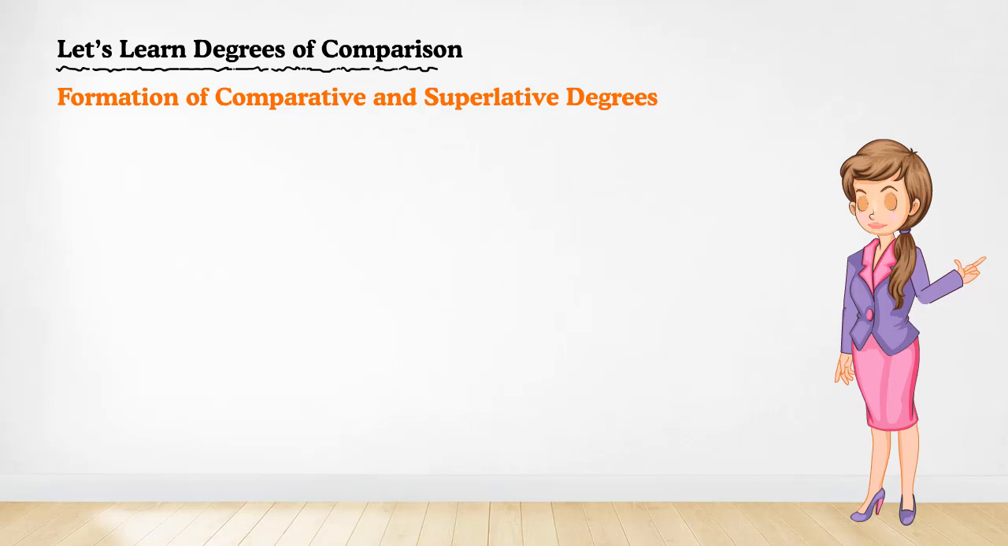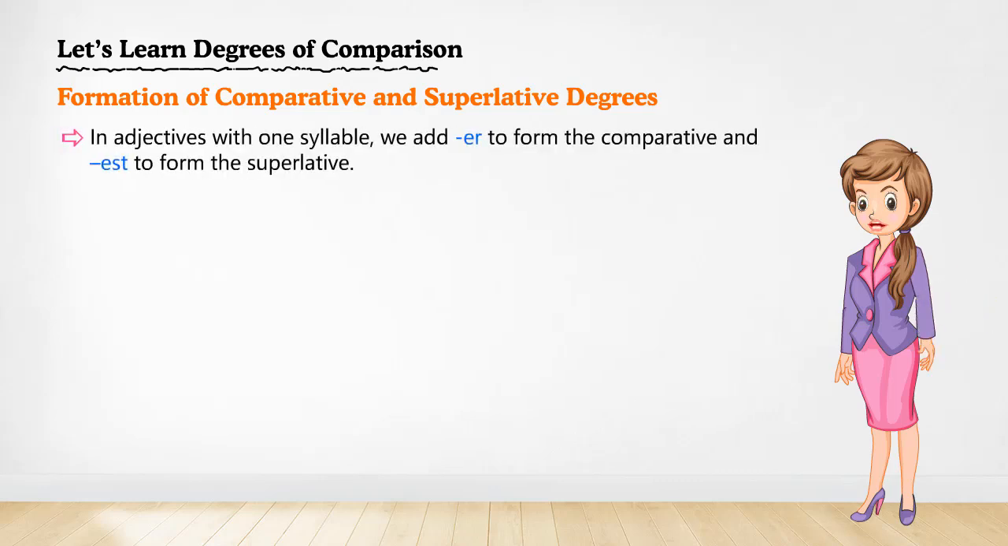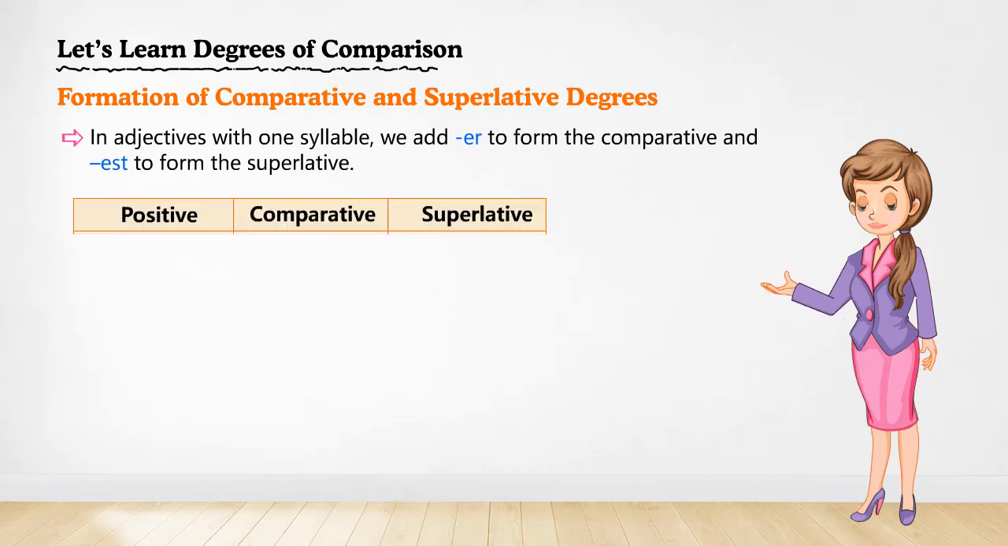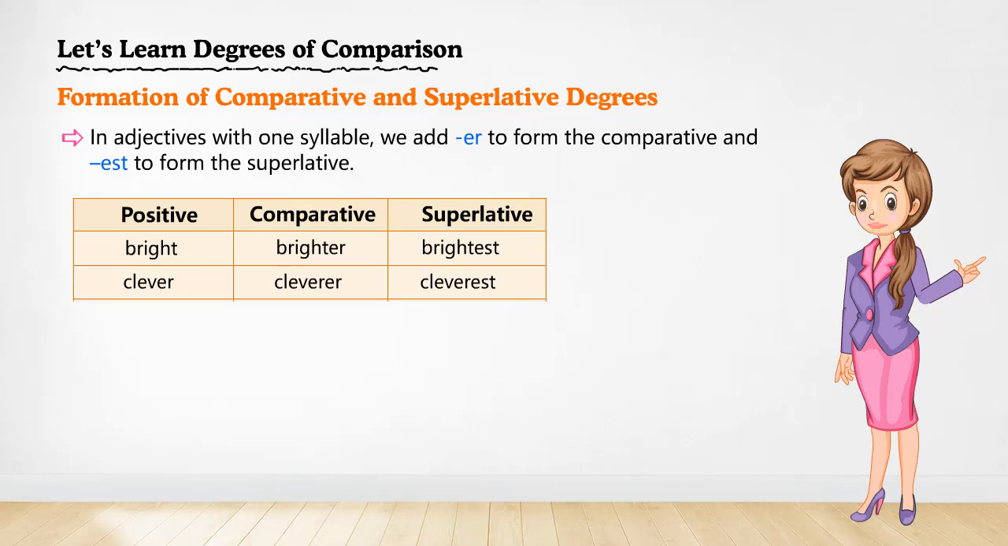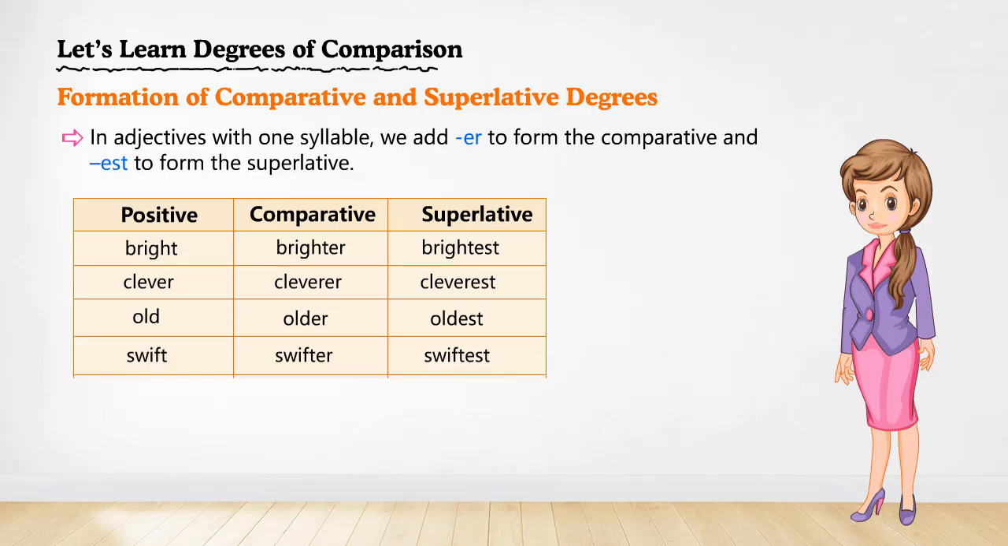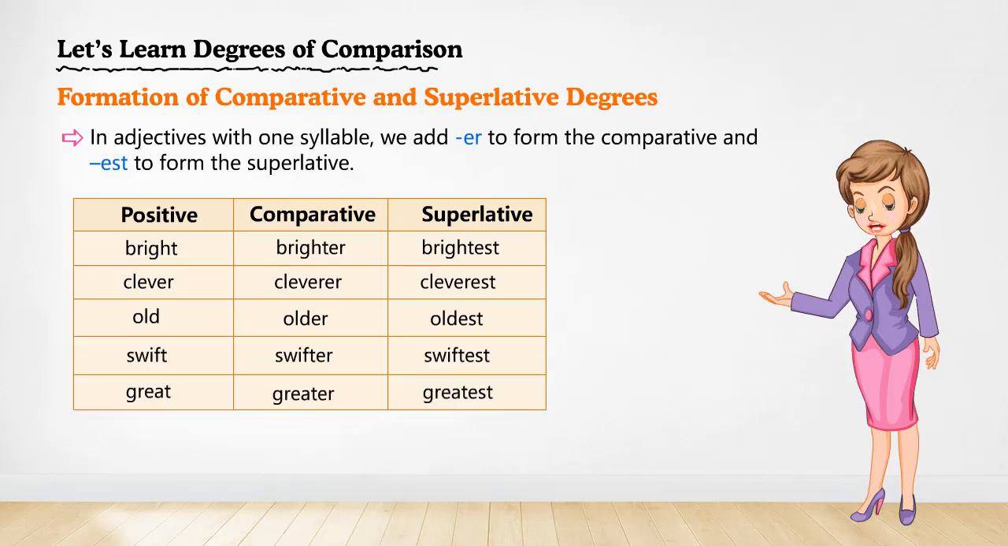Formation of comparative and superlative degrees. In adjectives with one syllable, we add er to form the comparative and est to form the superlative. Positive, comparative, superlative. Bright, brighter, brightest. Clever, cleverer, cleverest. Old, older, oldest. Swift, swifter, swiftest. Great, greater, greatest.